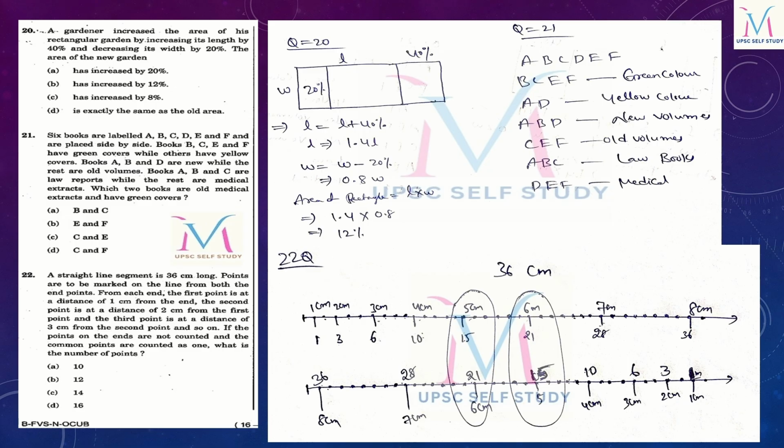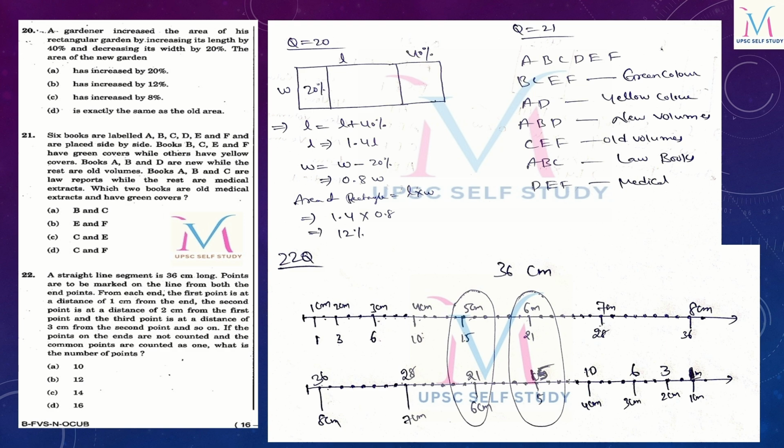So here we are getting 15 and 21, 1, 6, 21 and 15, 1, and here the first both ends are common points, 2 and 2. Total 4 common points we are having. So 4 common points, right? 1, 2, 3, 4.